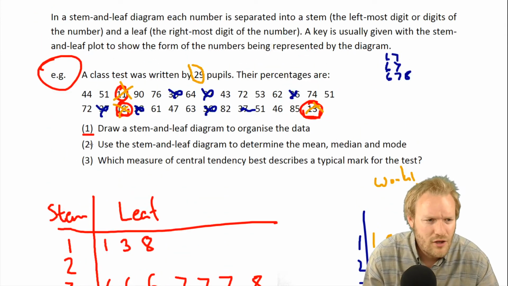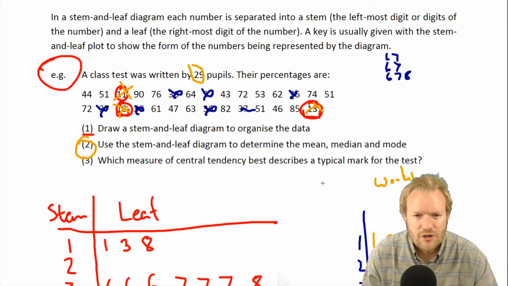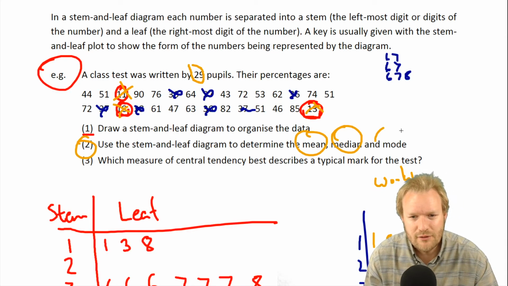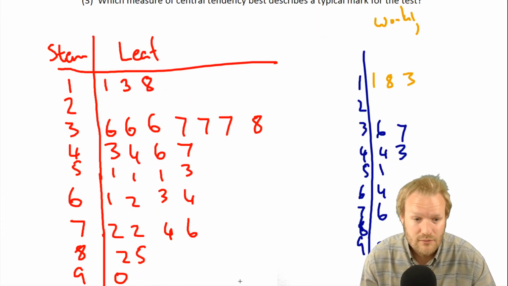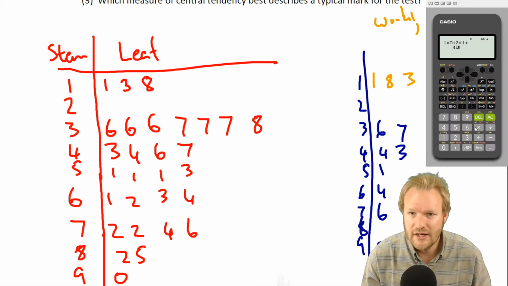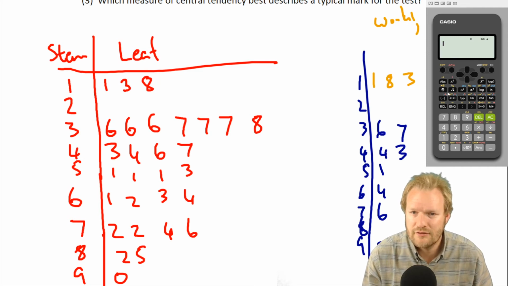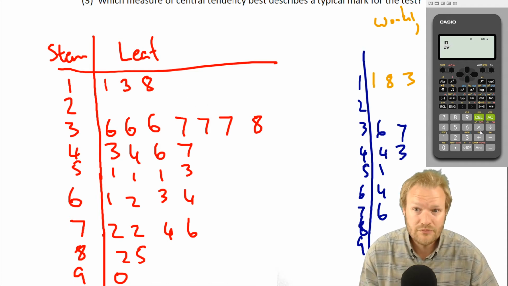Use the stem and leaf to determine the mean, median, and mode. Of course, mean, median, mode. We seem to be in love with the mean, median, mode. Okay, the mean, easy enough, right? We add them all up, pop our calculator up, and add them all up and divide. We're going to divide the whole thing by 29.